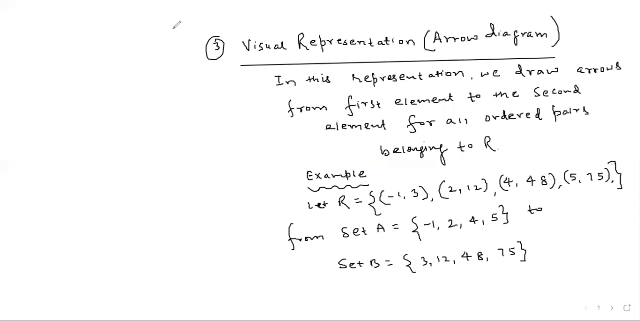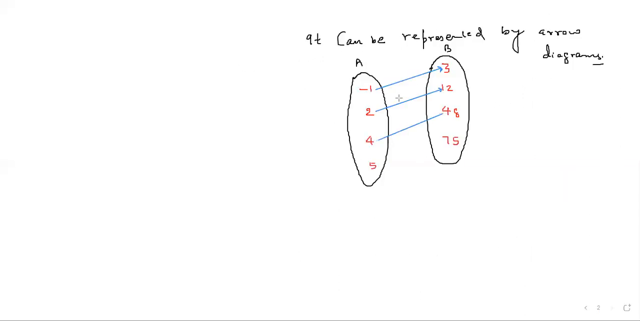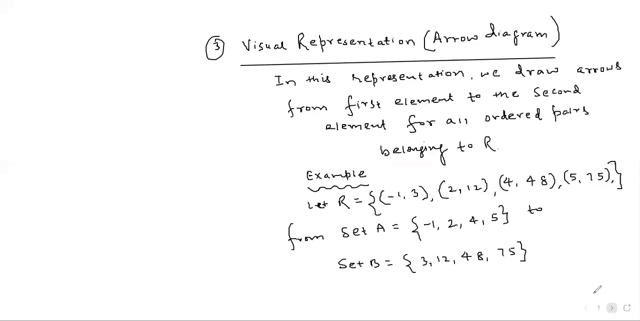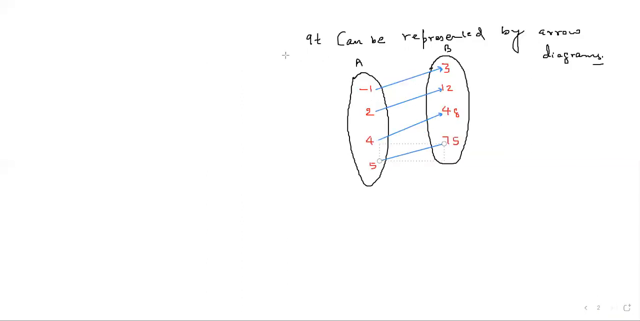4 to 48. Yes, sir. This 4 is connected to 48. And last one, 5 to 75. So this 5 is connected with 75. So that is your arrow diagram of the required relation. Clear? Anything else, beta? Clear, sir. Okay, so actually, guys, I'm just giving one question to you.